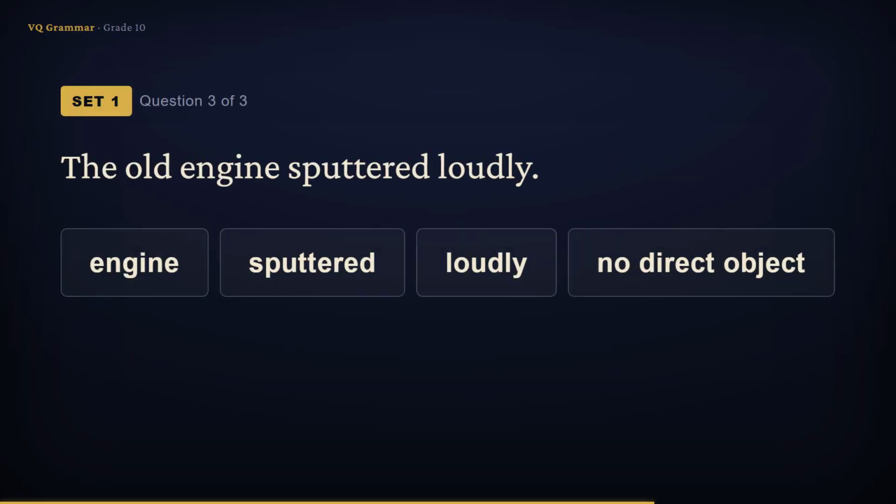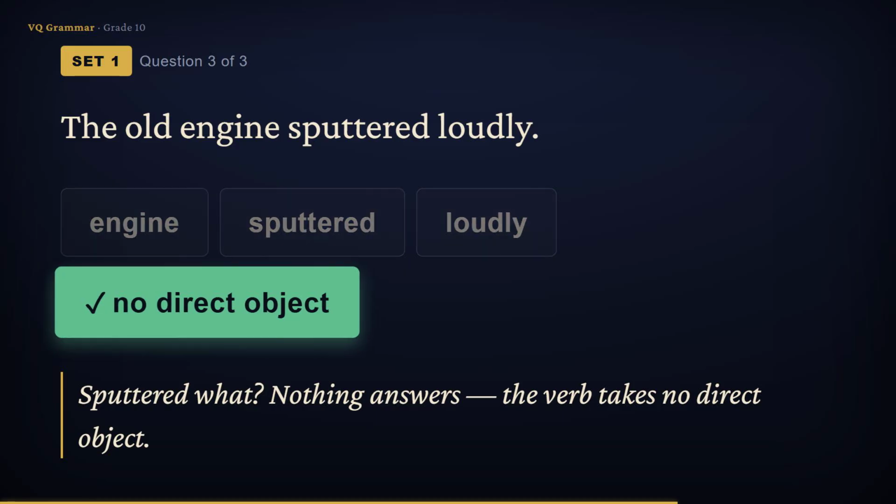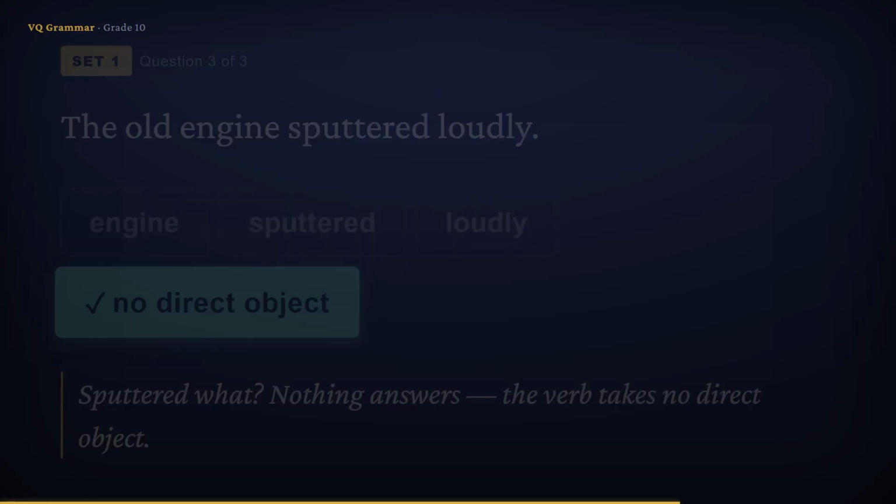Last one in this set. The old engine sputtered loudly. Ask the question, sputtered what? Sputtered whom? Nothing answers it. Loudly is an adverb. It tells how, and it never receives the action. So this sentence has no direct object at all.